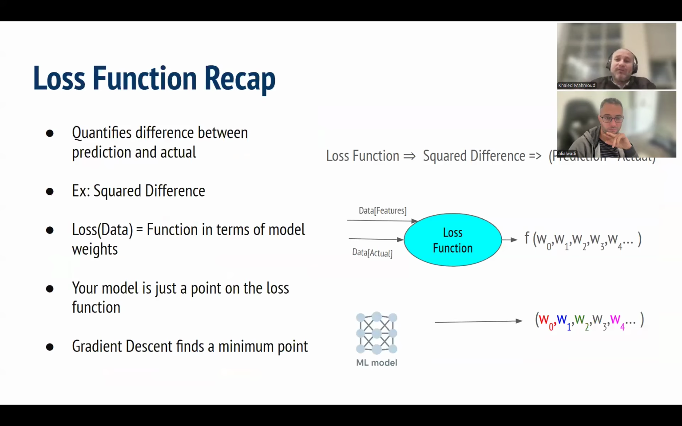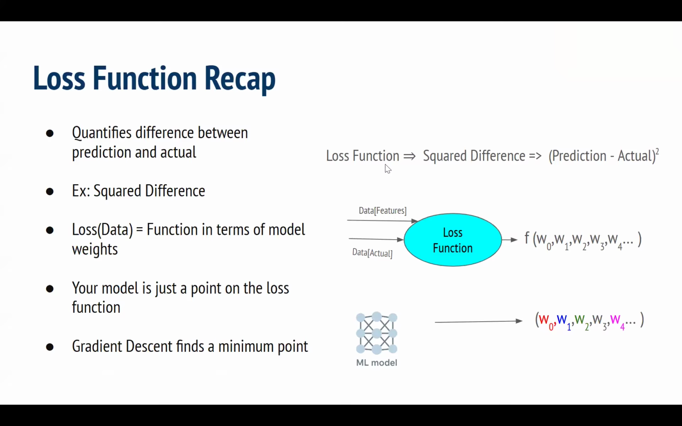Now, let's talk about the loss function. Previously, we've mentioned that when we have a machine learning model that makes a prediction, we need to quantify the difference between the actual value and the predicted value. So we need a function that quantifies this difference. And this is the loss function. We've seen before that the squared difference is this loss function, which takes the prediction minus the actual and squares that.